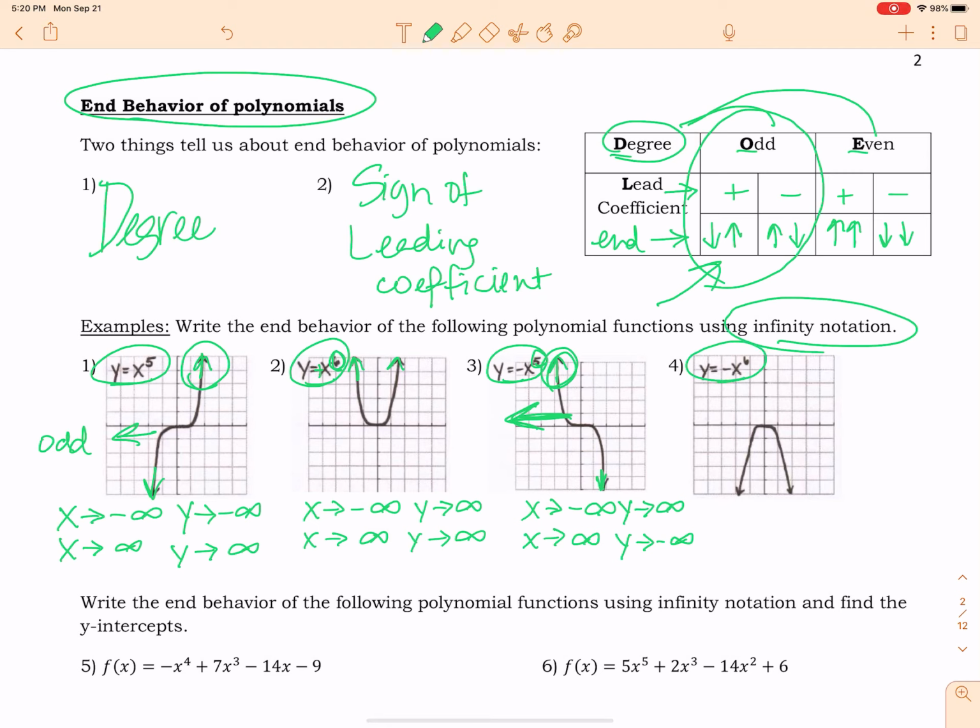Okay, this last one here, we've got negative x to the 6th. Well, 6 is even, and it's negative, so it's down, down. That makes perfect sense. So in infinity notation, as x approaches negative infinity, y approaches negative infinity, and as x approaches positive infinity, y is still approaching negative infinity.